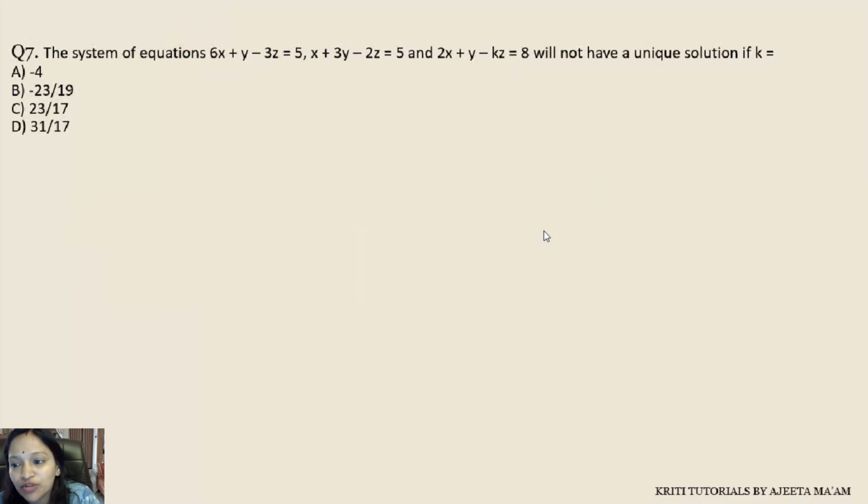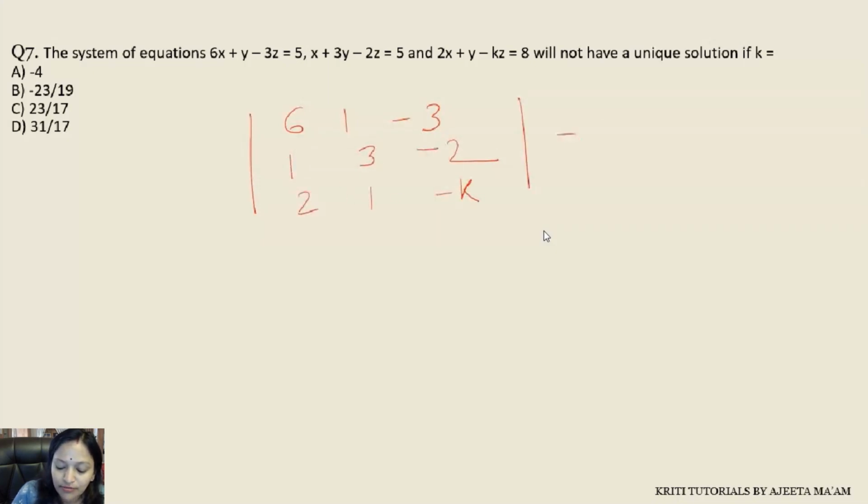Now we come to the next. The system of equations will not have a unique solution if K is equal to so and so. So we have to find the value of K. If we have to find the value of K, it says unique solution. It will not have a unique solution. The condition for a unique solution is simple: A1/A2 is not equal to B1/B2. If there is no unique solution, then what will be the condition? In these kinds of questions, you can solve using determinants. That is, no unique solution means the value will be equal to zero. So if we have to find its determinant value, it is 6 1 minus 3, 1 3 minus 2 and 2 1 minus k. The determinant value of this is equal to what? Equal to zero. So now we have to find the value of k. Right, this is what we do in this. So now let's find the value of k.